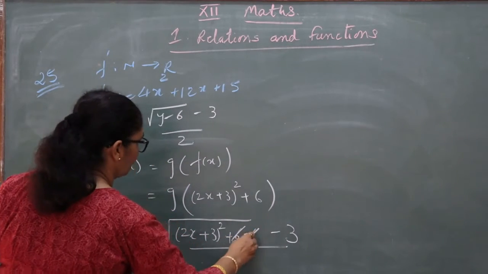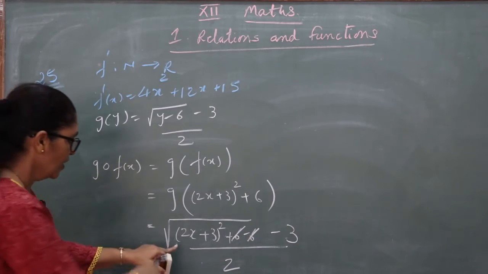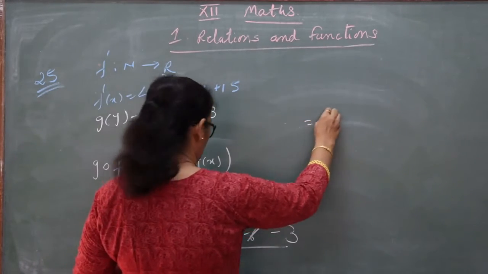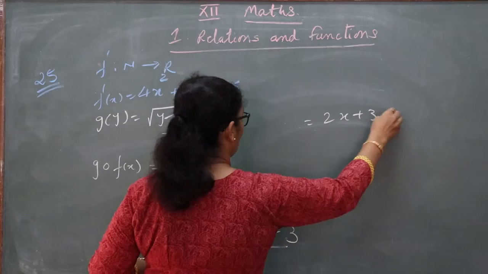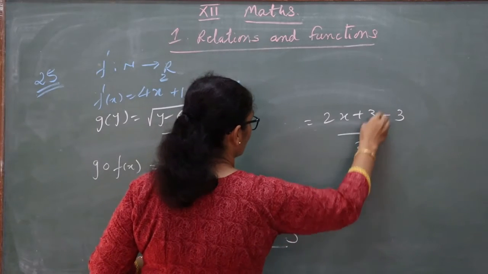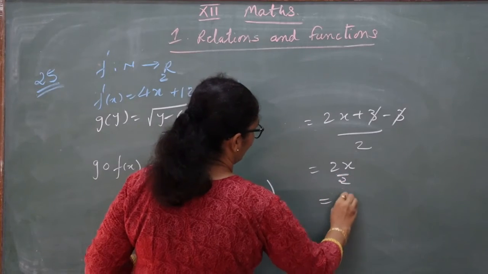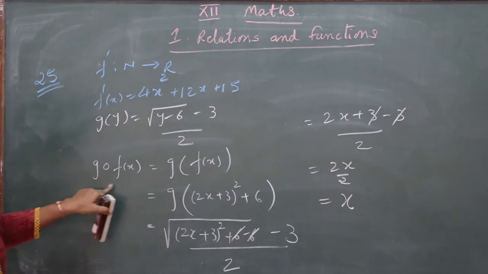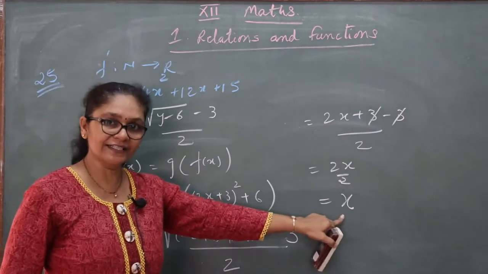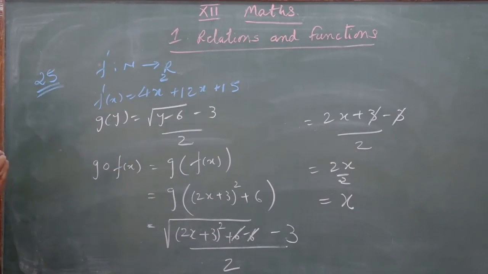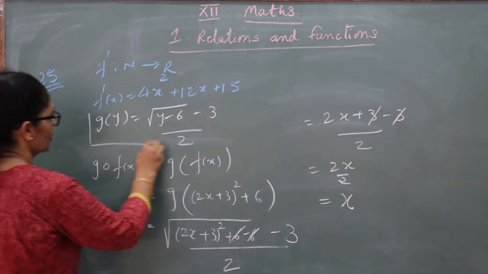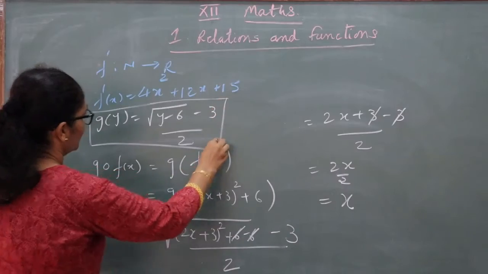by 2. First of all, plus or minus 6 cancel. Square and root removed. So we get 2x plus 3 minus 3 by 2. These 2 cancel. 2x by 2 will be x. So what we prove? G over f is identity. Means inverse of f is g only. From this we can understand.